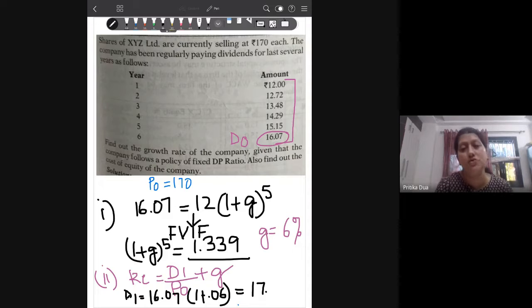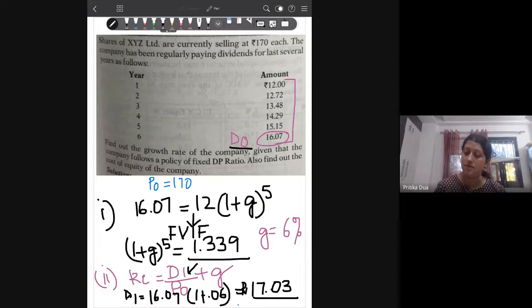The dividend stream which you are given is already paid. तो ये past dividends हैं जो 6 years के आपको दिए हुए हैं, which means the last year dividend is D0. And for this formula, what you need is D1. D1 upon P0 plus G. So D1 will be D0 into 1 plus G. So your D1 in the formula will be 17.03.